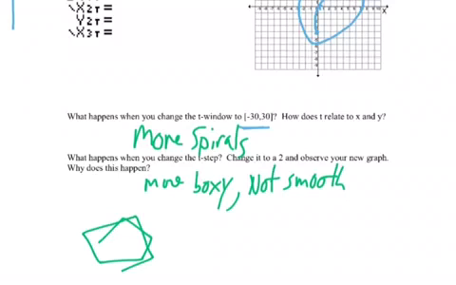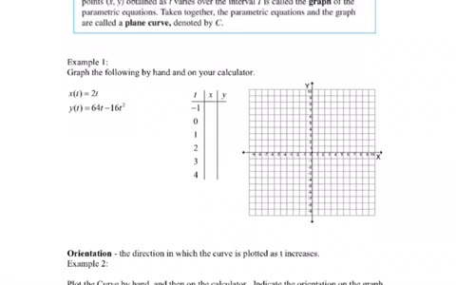Alright, so now we want to graph one just simply by plotting points. You could also do it in your calculator to check, but we're going to do it by plotting points here to begin with. So what you do is you make a t-chart, but now it has 3 columns in it. One for t, one for x, and one for y. And you plug in the various numbers.